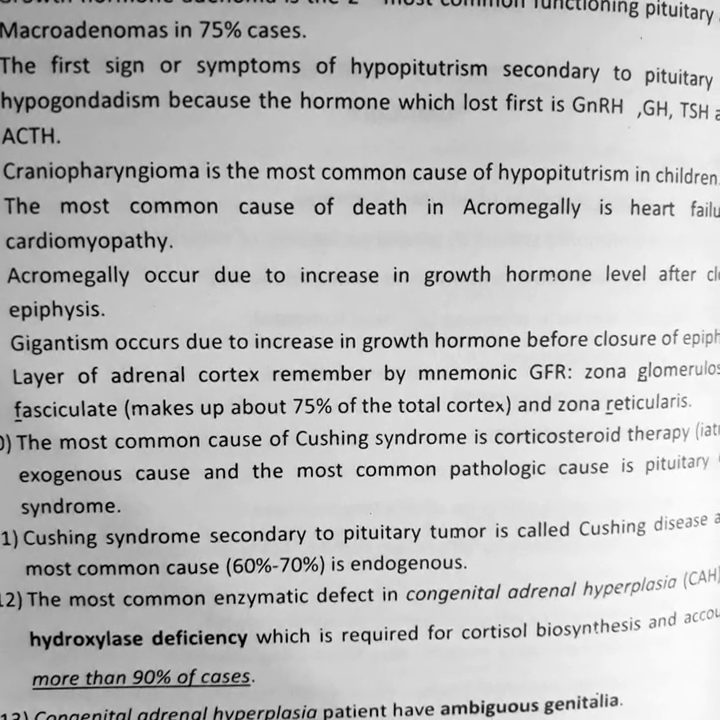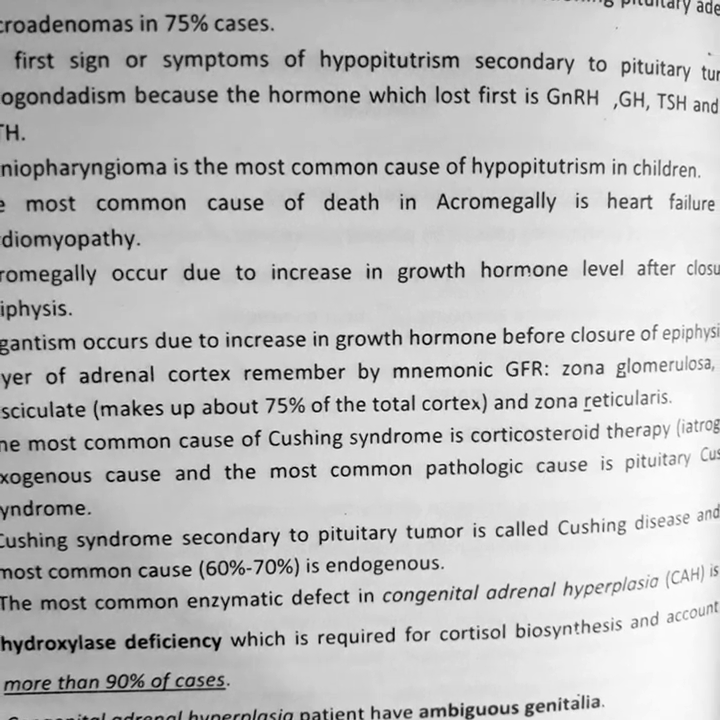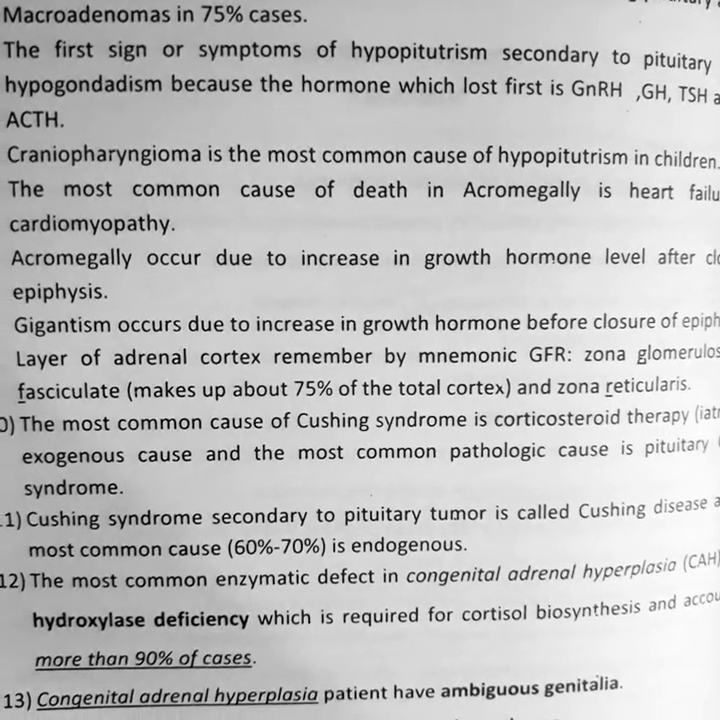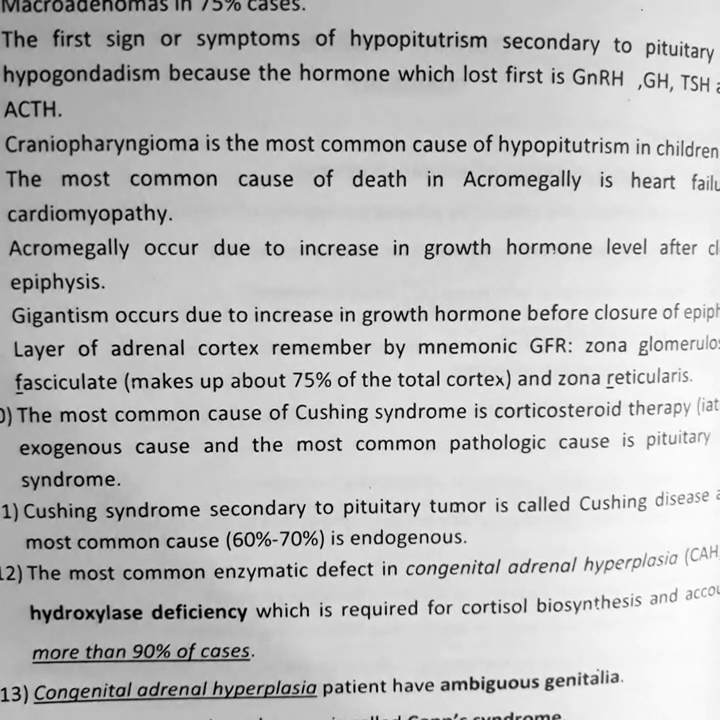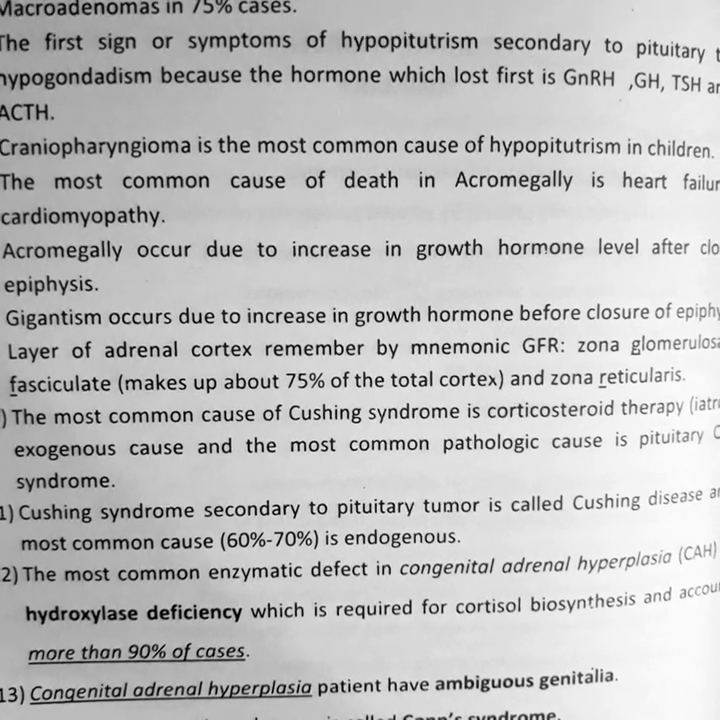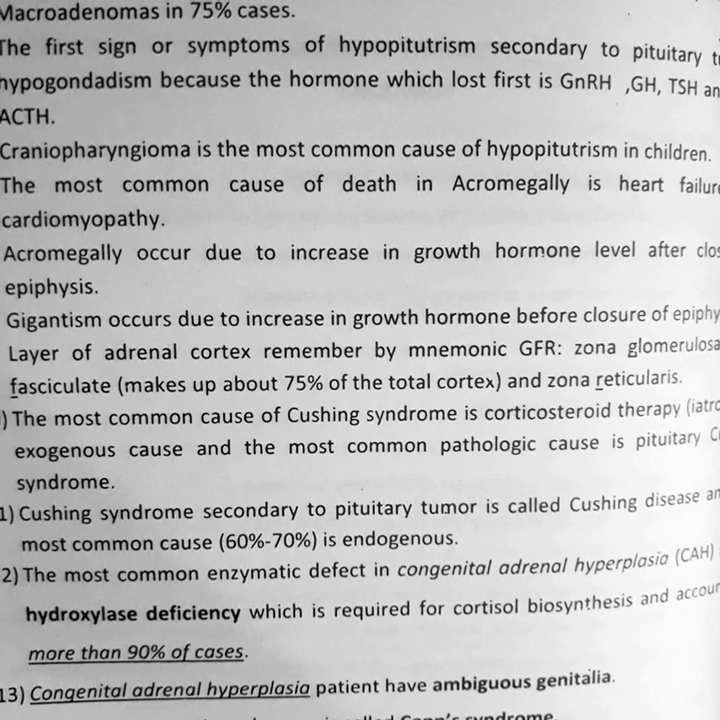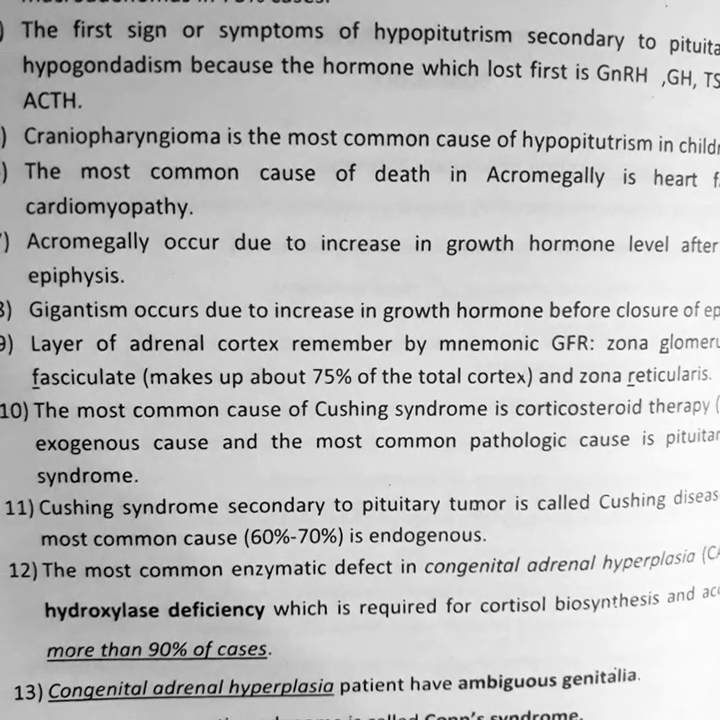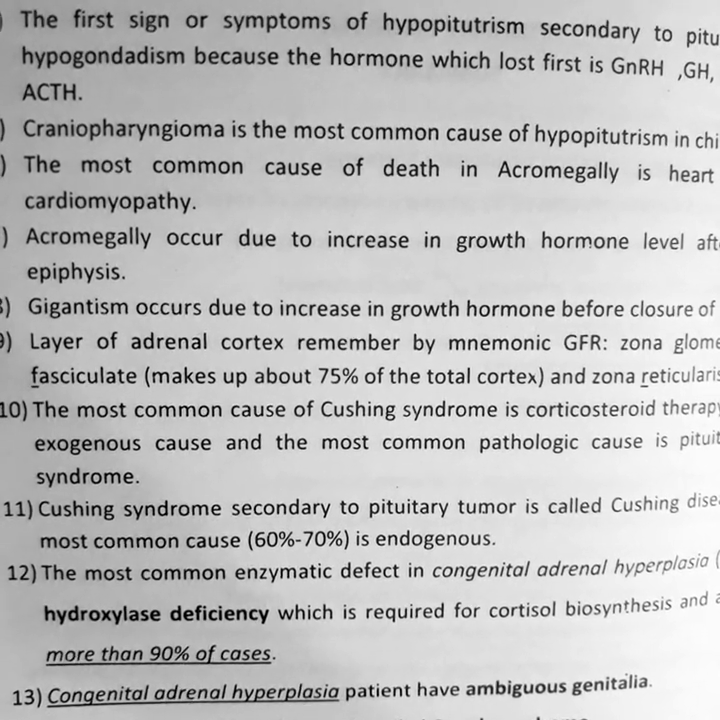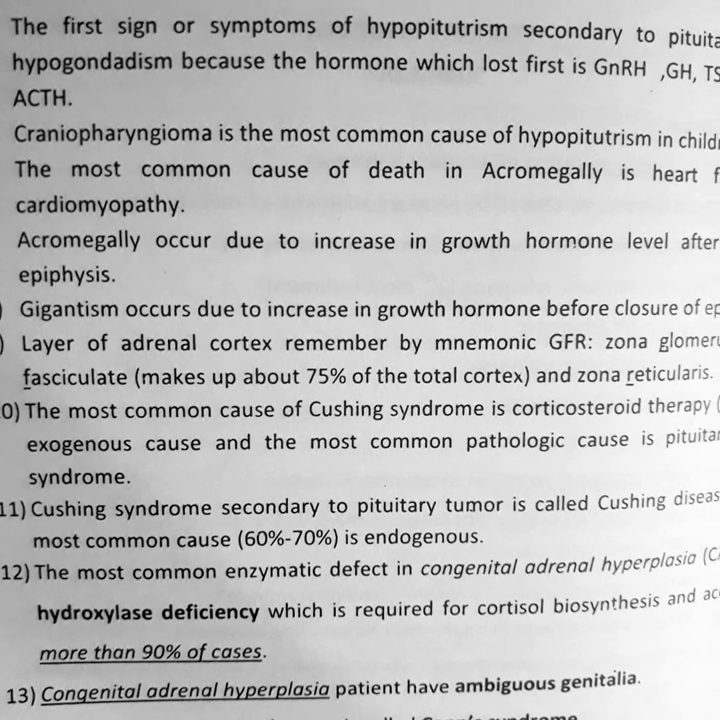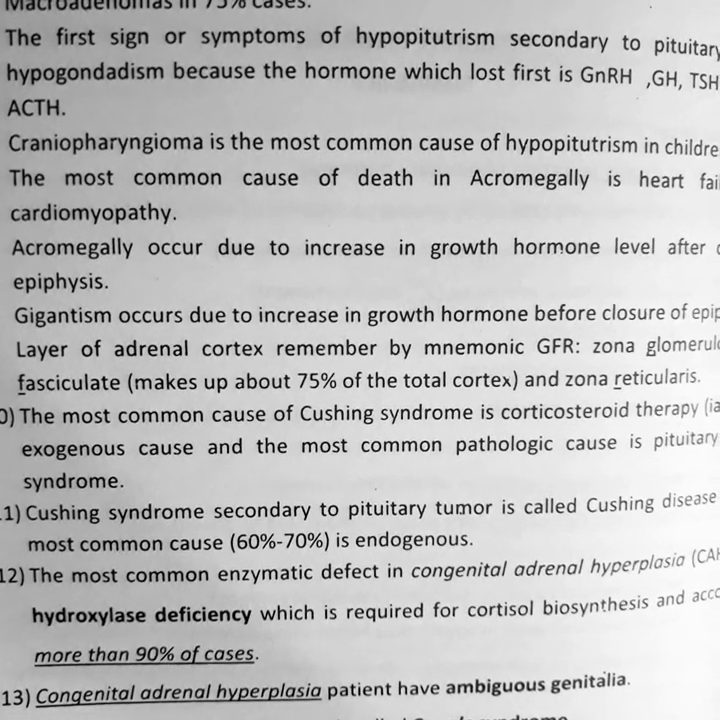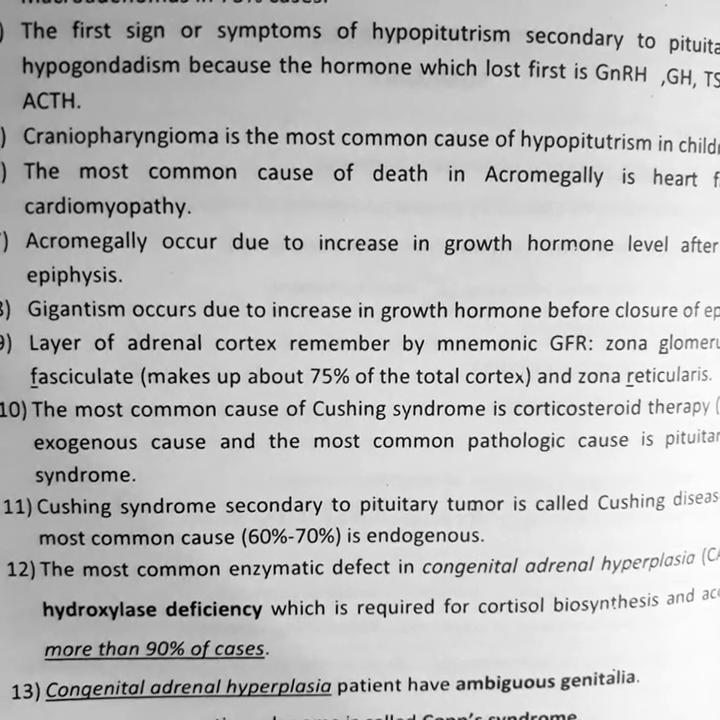The most common cause of death in acromegaly is heart failure from cardiomyopathy. Acromegaly occurs due to increase in growth hormone level after closure of epiphysis. Gigantism occurs due to increase in growth hormone before closure of epiphysis.